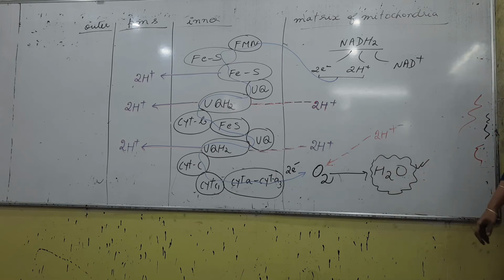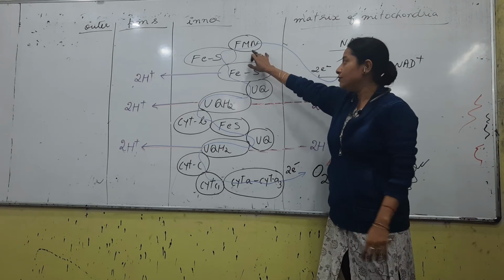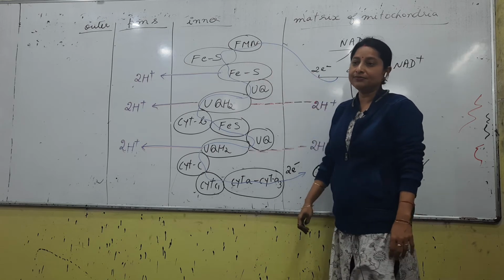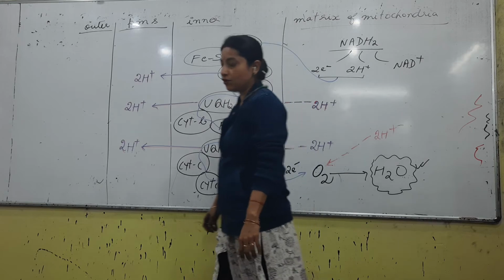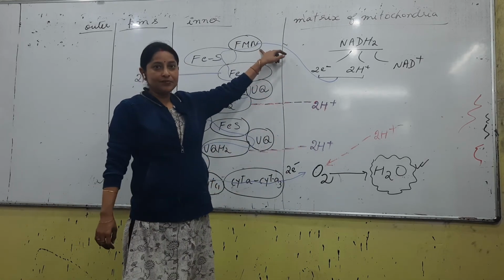The blue line indicates the electron movement, and the blue and red combination line indicates the proton movement. In the diagram, I am showing the electrons and protons from NADH2, FADH2 as well. NADH2 goes to the first complex; refer to the chart we have drawn just now. FMN takes the electrons.